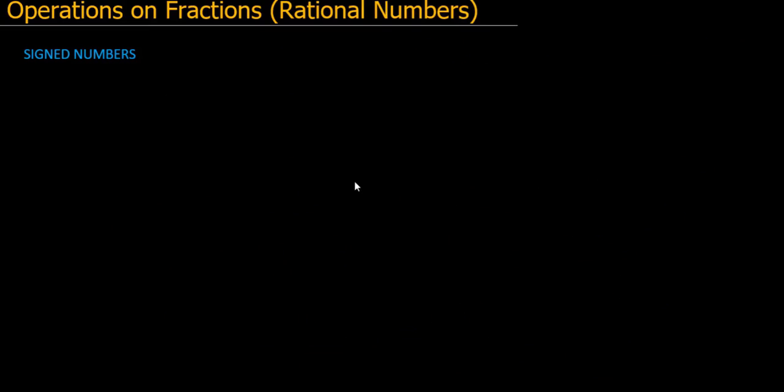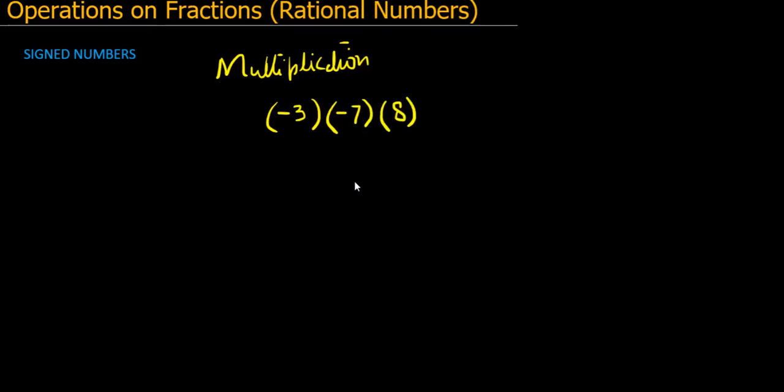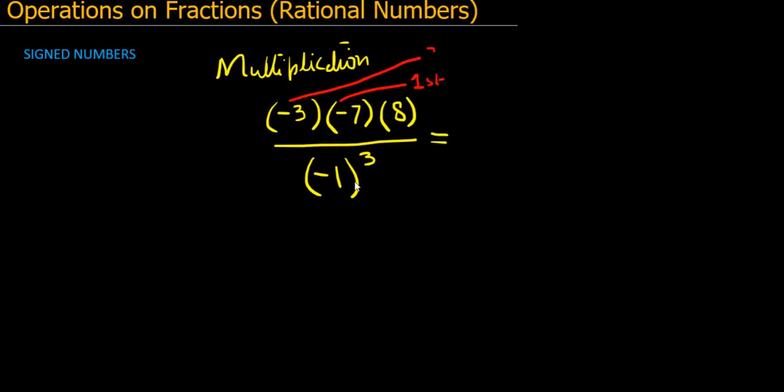So there is one more situation in multiplication when there are more than 2 numbers. Multiplication of signed numbers. When minus 3 is multiplied by minus 7 and multiplied by 8, divided by minus 1 raised to the power 3. So in this case, if there is no exponent, we can still count how many negative signs are in the top. So there are 2 negative signs. This is the first one and this is the second one.